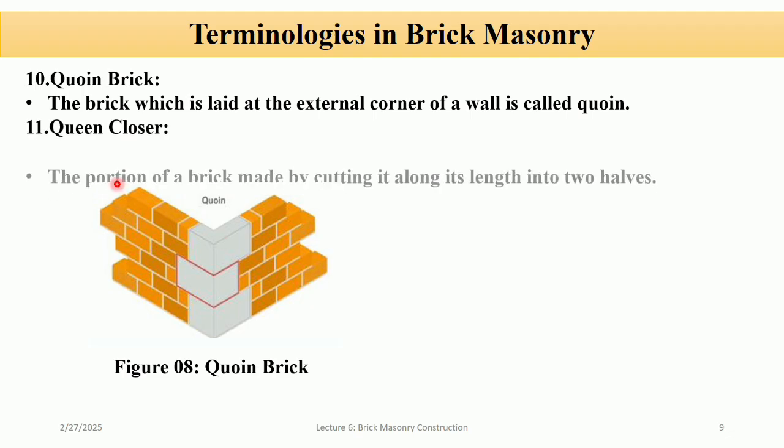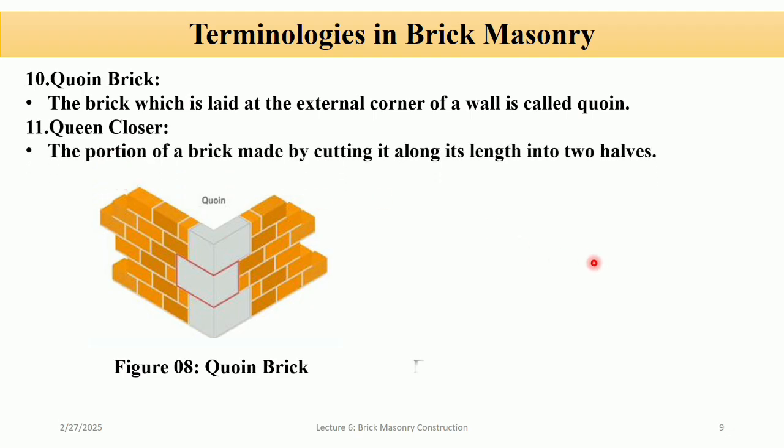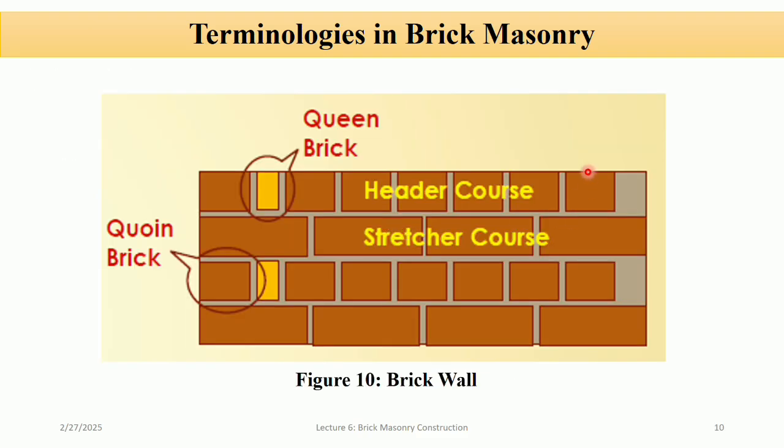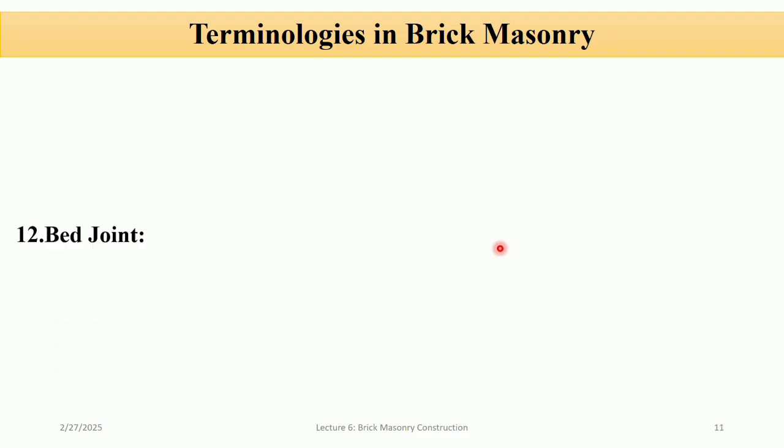Quoin closure. The portion of a brick which we divide into two halves along its stretcher or length is known as quoin closure. You can see in this figure this is a wall. This is the external corner. The brick is known as quoin brick, and this is the queen closure. This is the header course, and this is the stretcher course.